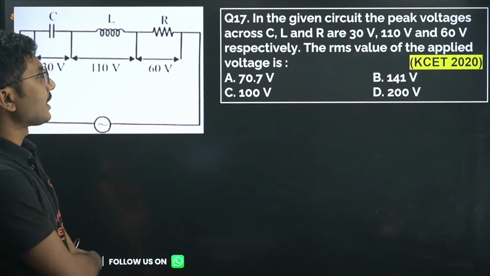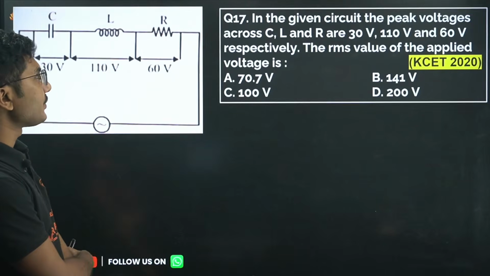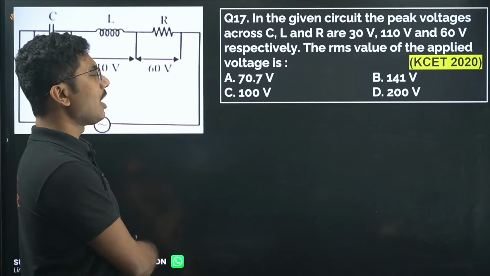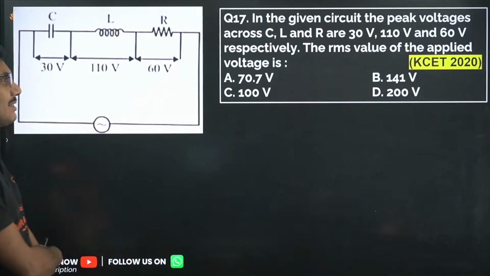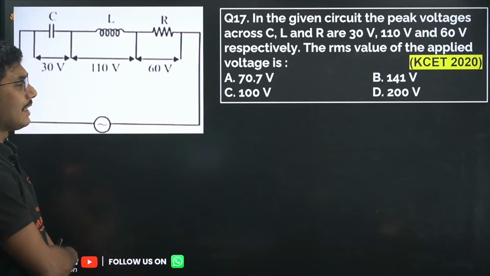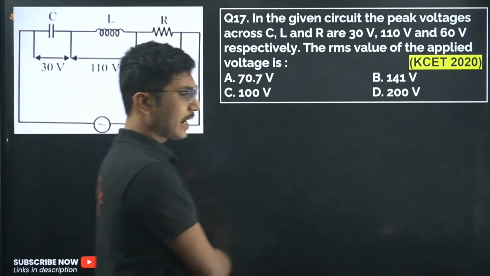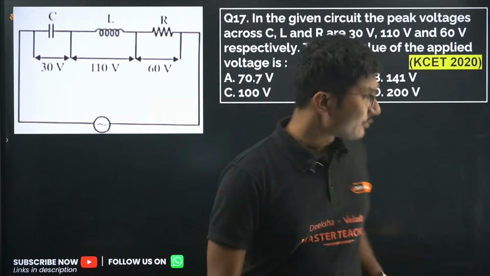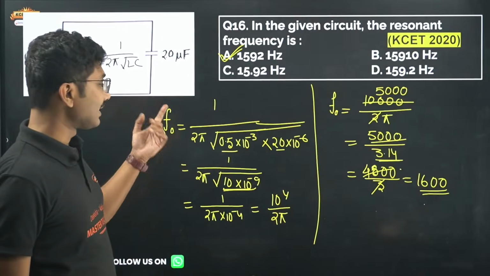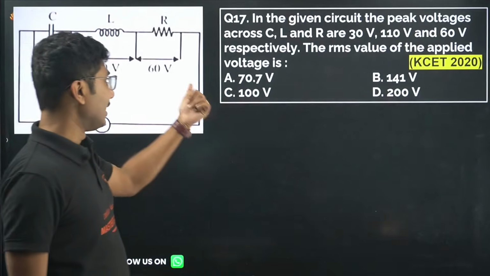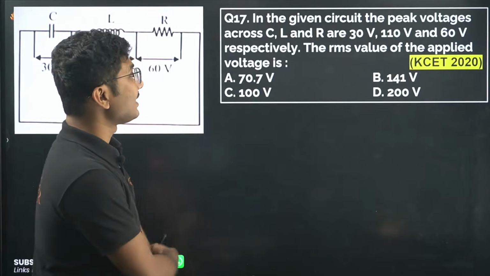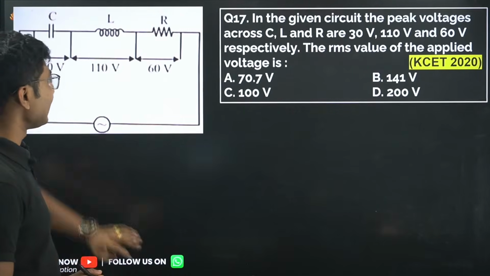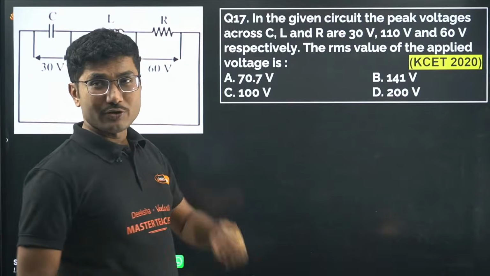In the given circuit, the peak voltages across C, L and R are 30 volt, 110 volt and 60 volt respectively. The RMS value of the applied voltage. Nagaraj, what did you answer? 16A. Yes, correct, Nagaraj. Now answer this question. In the given circuit, the peak voltages across C, L and R are given. The RMS value of the applied voltage.